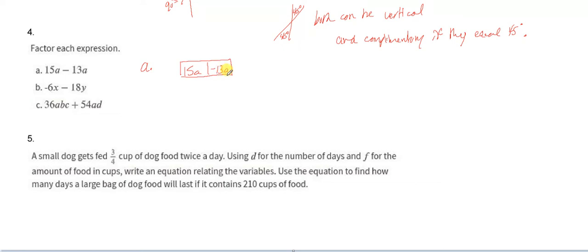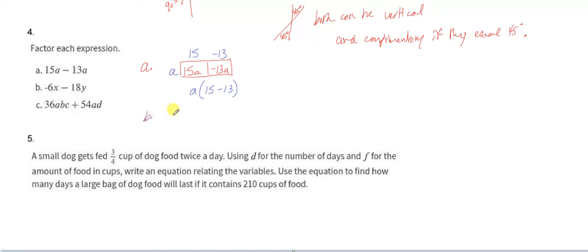And since 15 and 13 don't really have any common factors, you look for a variable that can be factored out. So in this case, A, the letter A, is your common factor. And 15 and 13 would remain, as the numbers will be multiplied by A to give you what you had originally. So your answer for part A would simply just be A multiplied by 15 minus 13. And that would be the factoring out of the A in that particular problem.